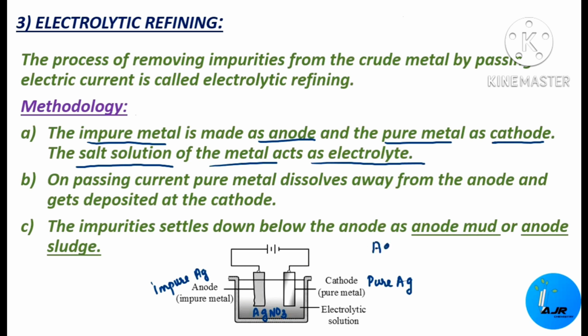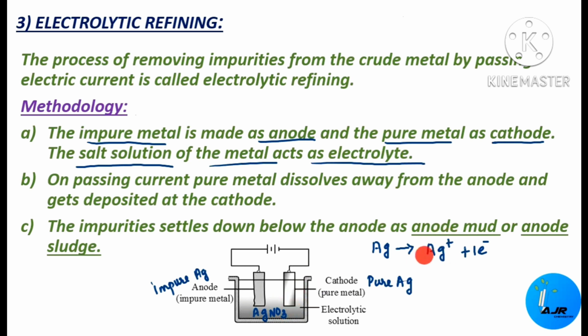The silver atom present in the anode loses one electron and gets a positive charge. Now what happens? These positively charged silver cations will be migrating towards the cathode, and get discharged by gaining electrons and get deposited on the cathode.